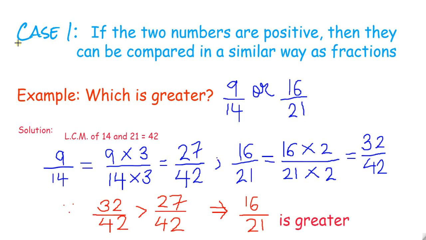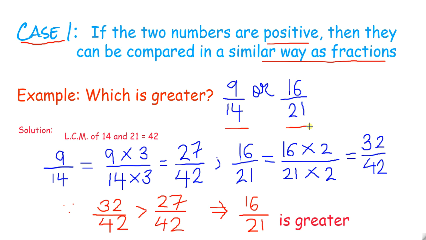So the first case is if the two rational numbers which are given to me are positive, then how are we supposed to compare them? The rule or the method that we can use is if the two given rational numbers are positive, then they can be compared in the similar way as fractions. So how do we compare two fractions? For example, if I am given to find out which one is greater, 9 upon 14 or 16 upon 21. By looking at both of these rational numbers, I can clearly tell that both of these are positive rational numbers.